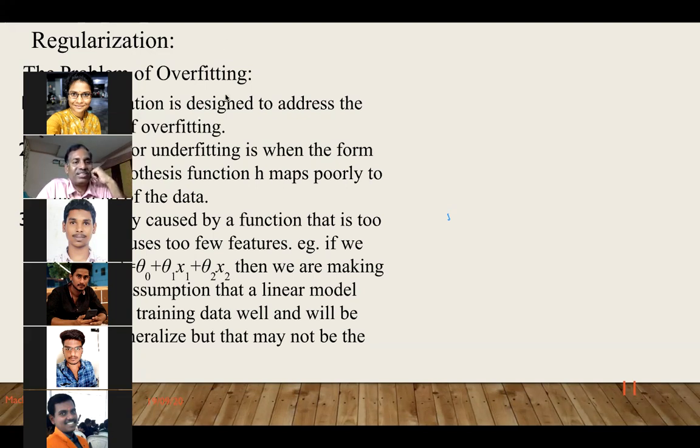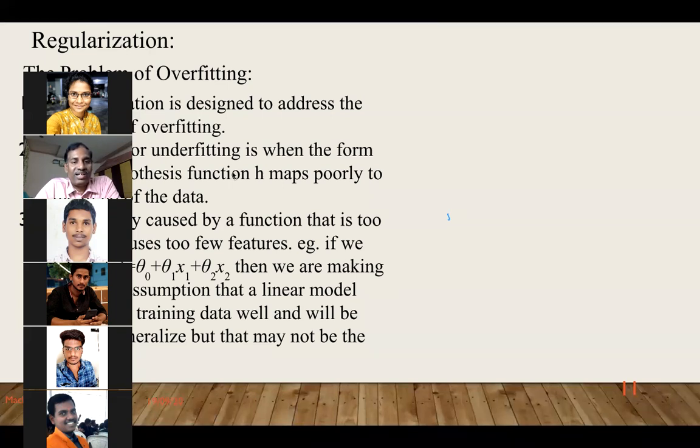So how do we address overfitting? If it is a nice function, it should generalize, meaning it should work well whatever instance comes, whether used for training or not used for training. It should predict accurately. So regularization is designed to address the problem of overfitting. For those situations, we use regularization, one concept to address overfitting.